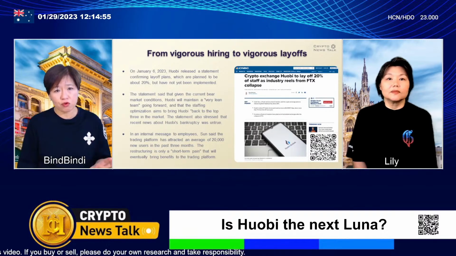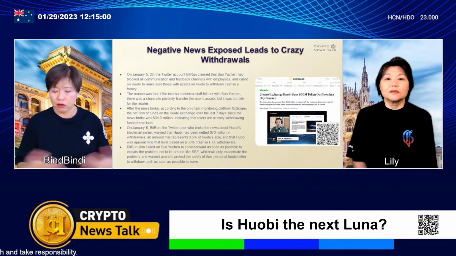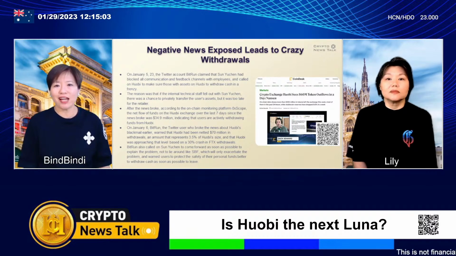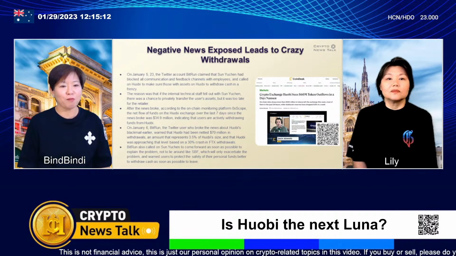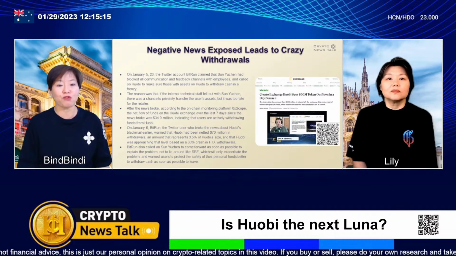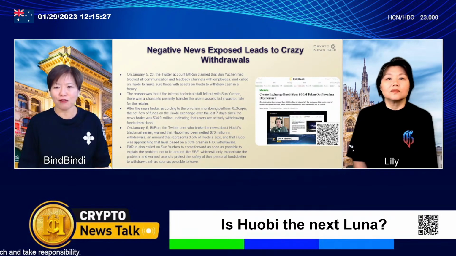Now, the negative news of Huobi firing 20% of its staff after vigorous expansion actually led to a vigorous withdrawal by the users. So on January 5th, 2023, Justin Sun blocked all communication and feedback channels with employees. That's not good news, because he was saying that employees may do something to the platform, compromising the safety and security of the users. And of course, this is not good news.